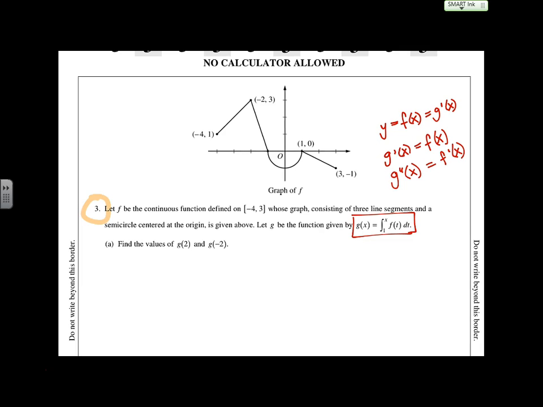Part A says find the values of g of 2 and g of negative 2. So then, looking at our g of x function, wouldn't g of 2 just be the integral from 1 to 2, plugging into only the x spots, like we're used to with function notation? And guys, if you're trying to solve an integral and you don't have a function and you only have a graph, what do you need to think about? Shapes.